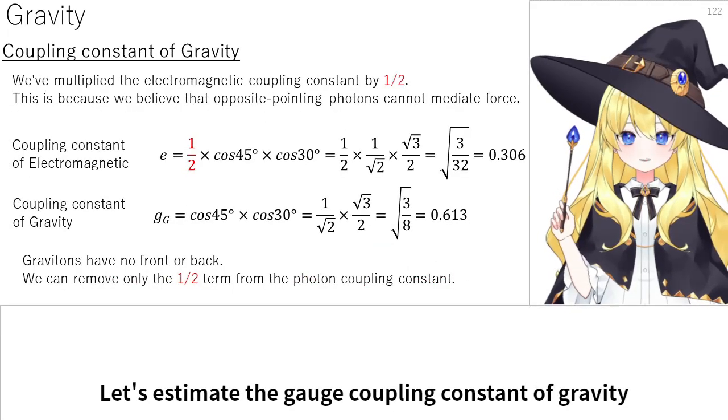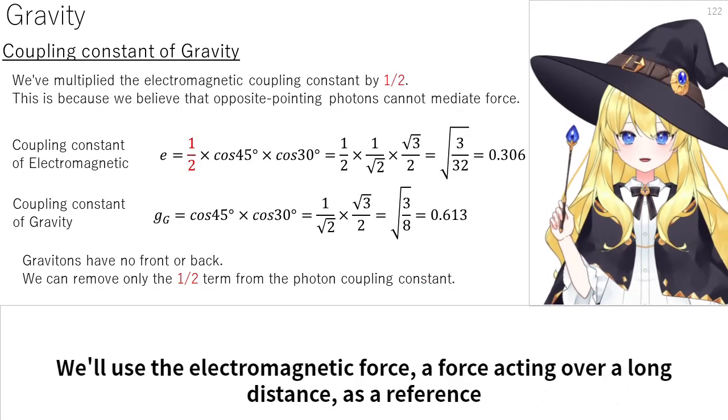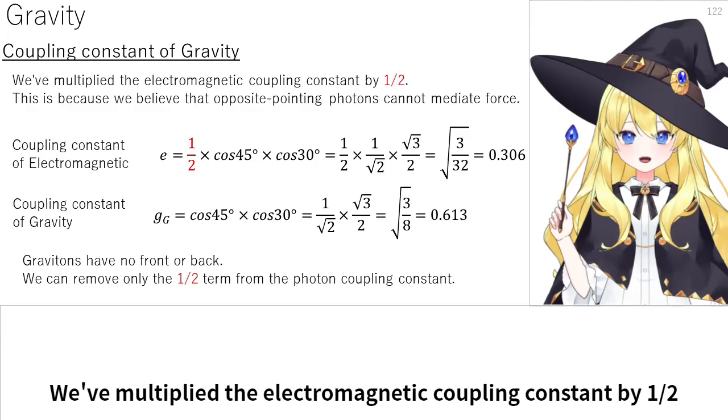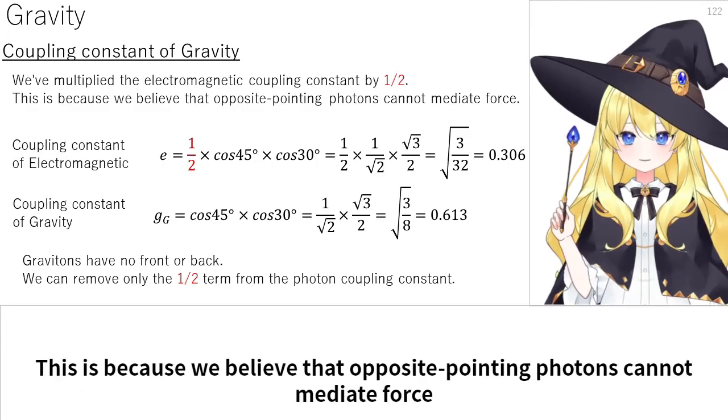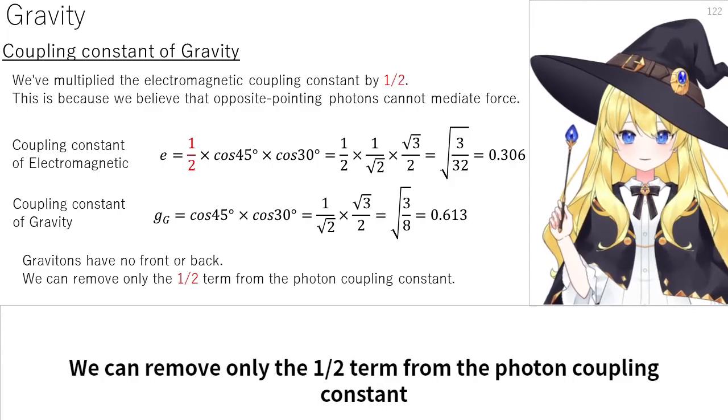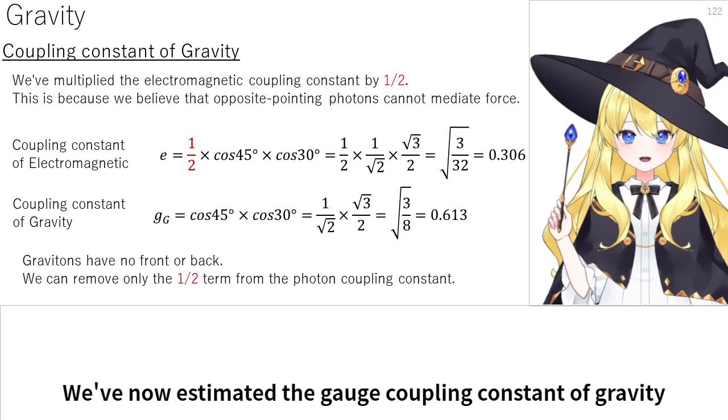Let's estimate the gauge coupling constant of gravity. We'll use the electromagnetic force, a force acting over a long distance, as a reference. We've multiplied the electromagnetic coupling constant by 1/2. This is because we believe that opposite-pointing photons cannot mediate force. Gravitons have no front or back. We can remove only the 1/2 term from the photon coupling constant. We've now estimated the gauge coupling constant of gravity.